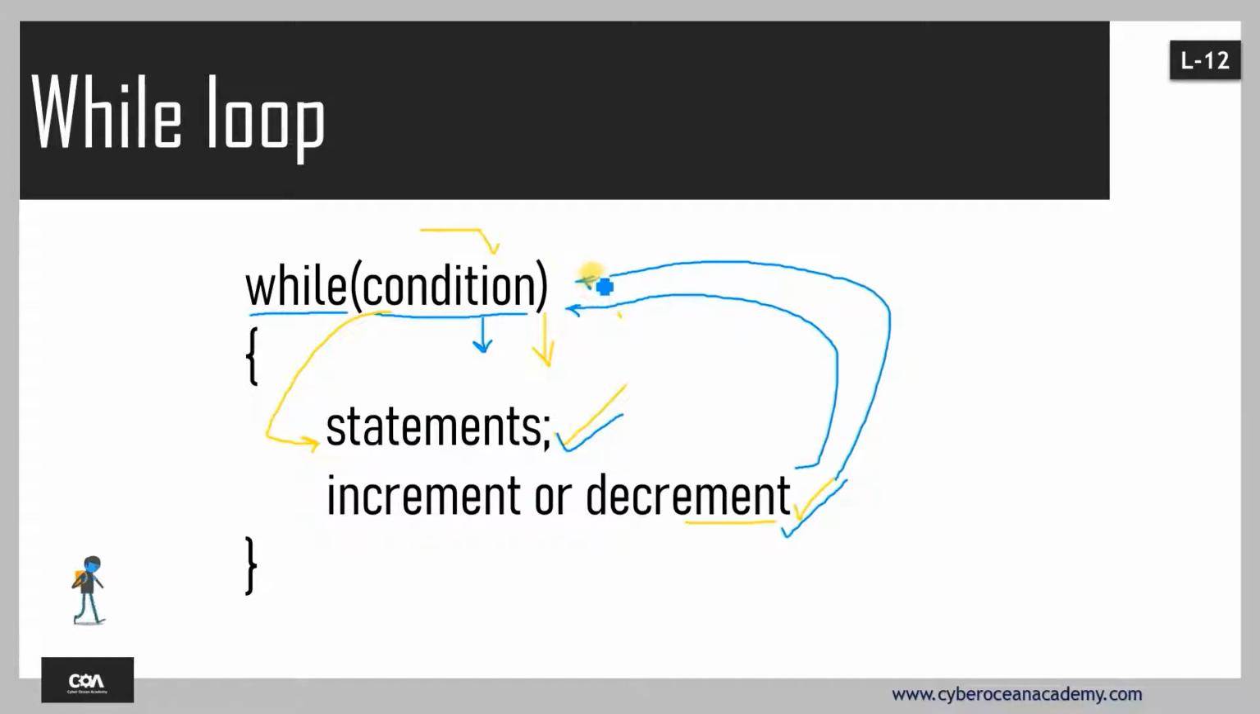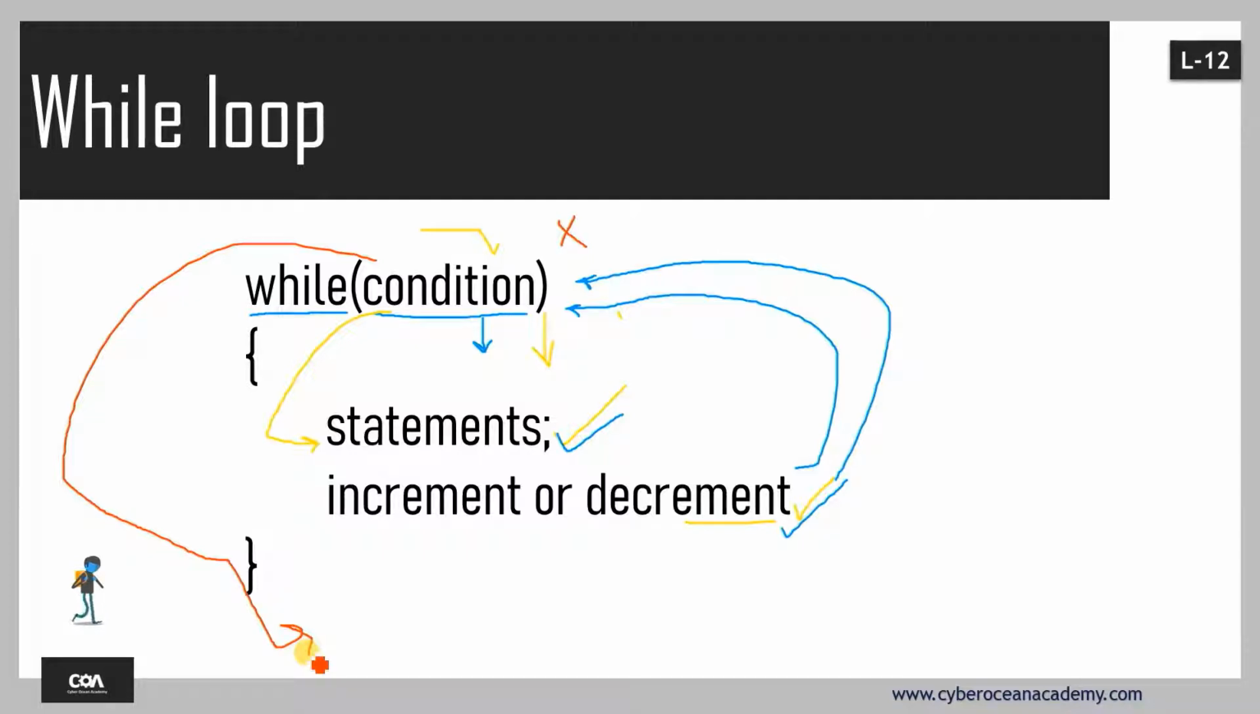The while loop stops when the condition is false. When you increment or decrement the value and the condition becomes false, you will not enter the loop, and you go outside of it. That is, the next statement after the while loop will execute. So this is the basic structure of a while loop.